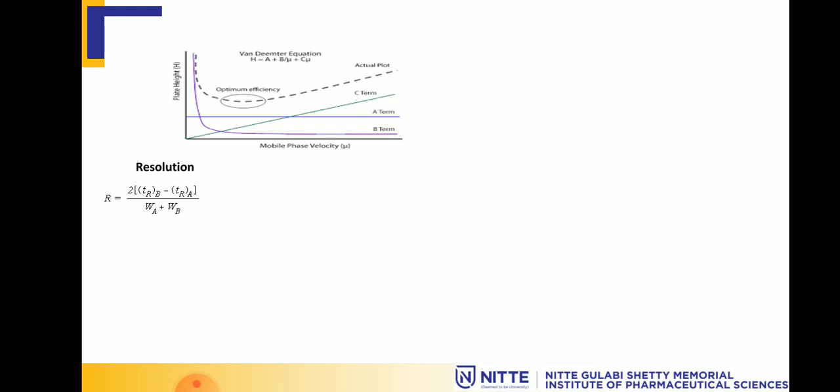So make sure the resolution is 1.5. In order to have a better separation, you have to have a value of 1.5. Resolution describes the separation of band centers, and it does not take into account the peak width. Another measure of how well the species have been separated is provided by the measurement of resolution, right? The resolution of two peaks A and B can be identified by this equation.